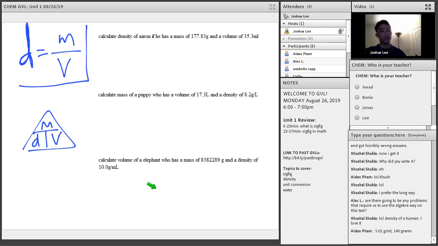All right, try these out. Three separate density problems, and these are the only different ways that we could give you density.